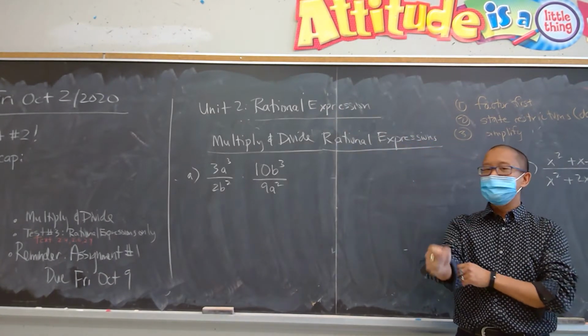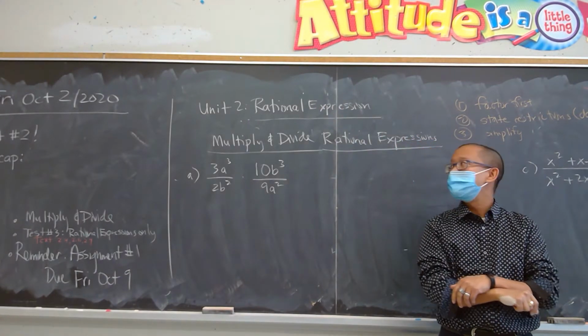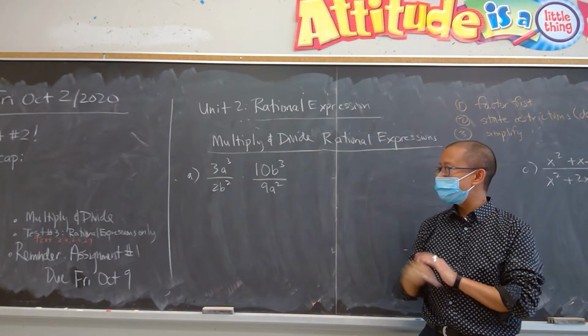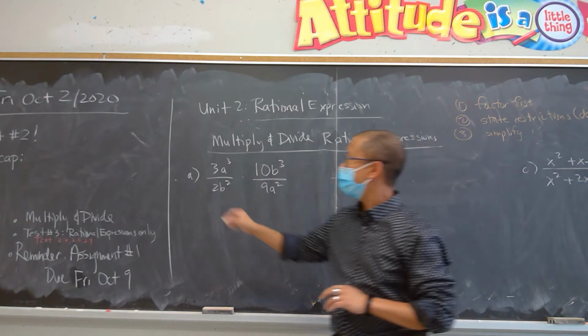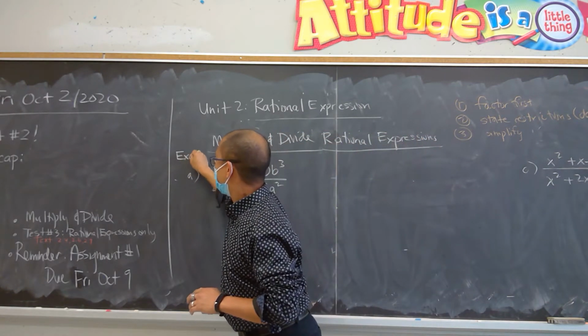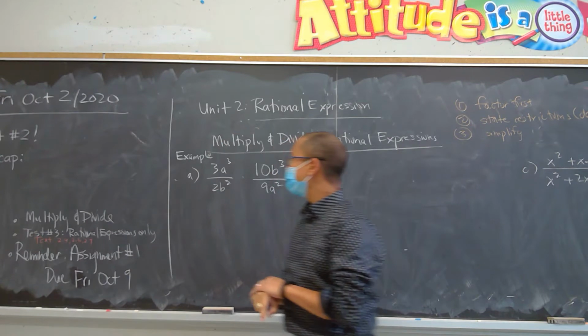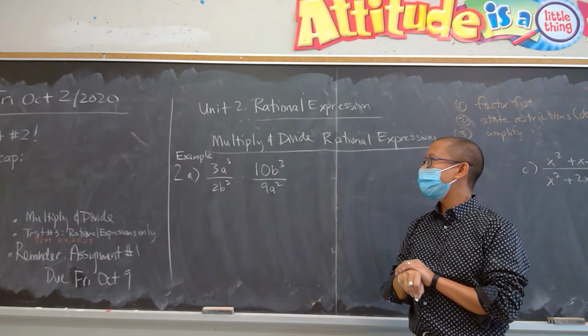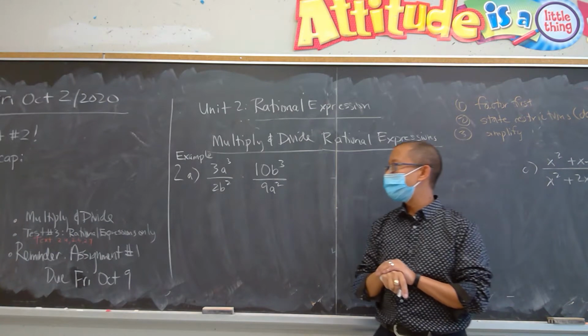Welcome back. Today is our lesson on rational expressions. Today we're going to look at the multiplying and dividing of those patterns. For the first example, we found example 2. We have 3a cubed divided by 2b squared times 10b cubed divided by 9a squared.